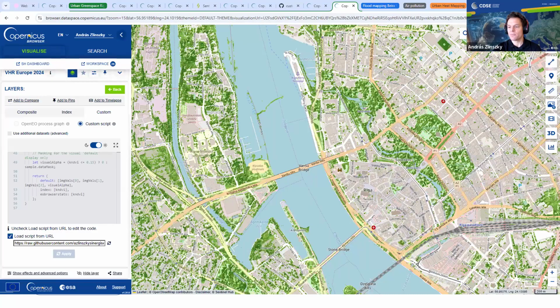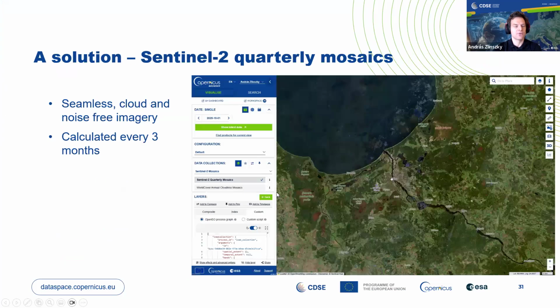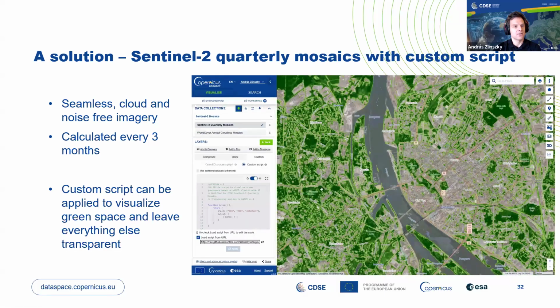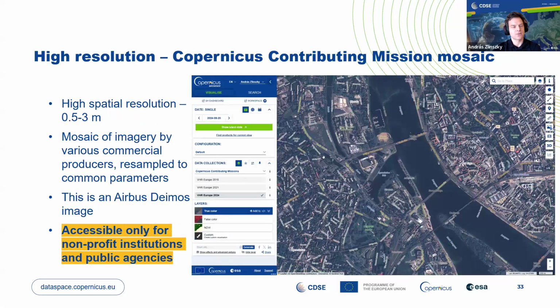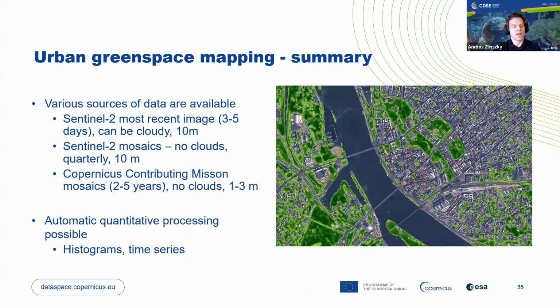So what have we learned about urban green space mapping? We have learned true color images, we have learned mosaics, we have seen custom scripts, we've looked at Copernicus contributing mission mosaics, we have applied custom scripts to this as well. And so what you see is that there's various sources of data available with different resolutions. It's possible to create automatic quantitative processing. You can look at histograms and time series.